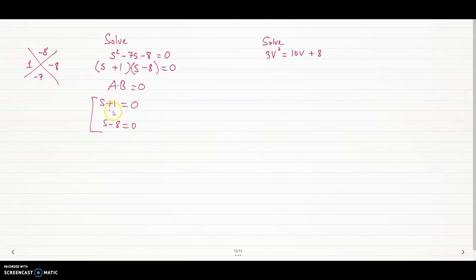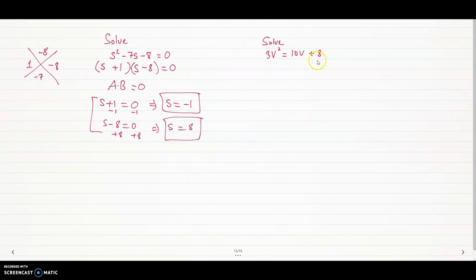To solve for s, I subtract 1 on both sides, then I get s equals minus 1. For the other one, I add 8 on both sides, then I get s equals 8. So we have two solutions, s equals minus 1 and s equals 8, for this original quadratic equation. And we can check the answers to make sure these two solutions are correct, in case we made any mistake along the way. Okay, so that is simple.